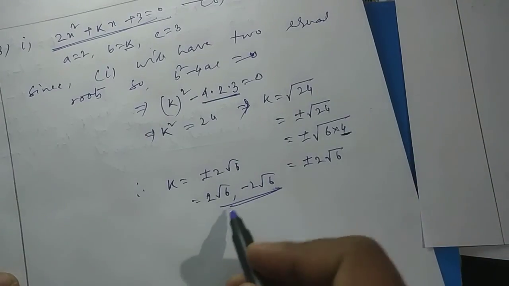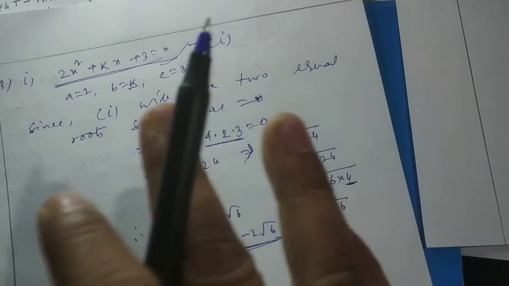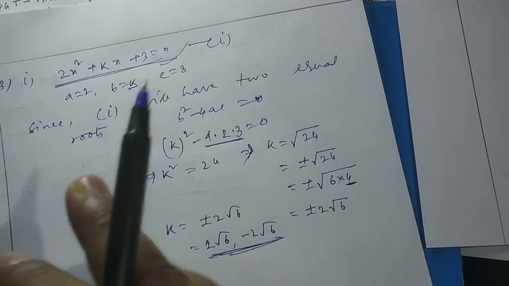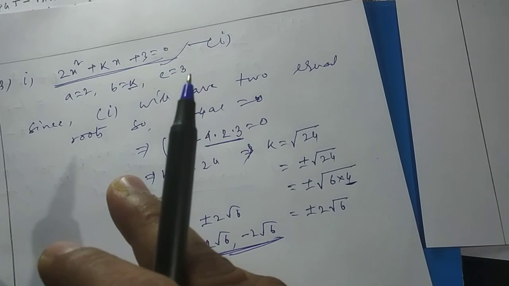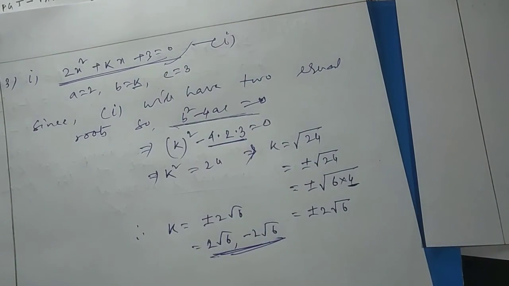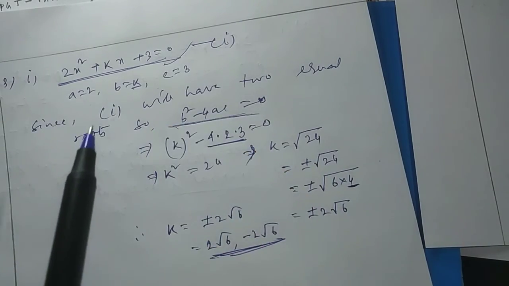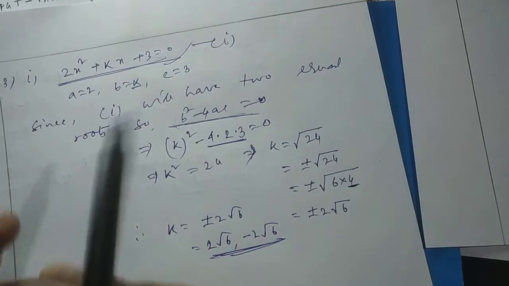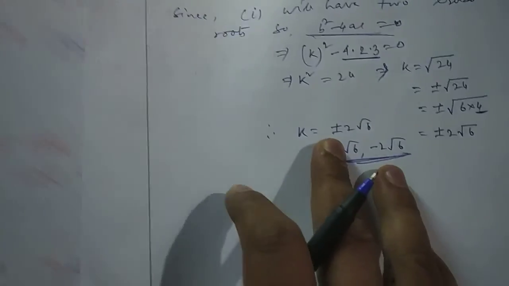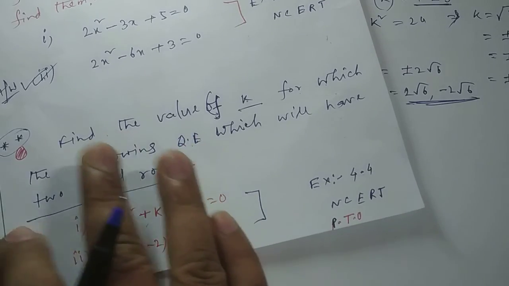So you can say for these two values of k, the equation will have two equal roots. Here I have used condition number 3. For which condition will the two roots be equal? You have to use the third condition for the discriminant. The discriminant has to be 0. So keep in mind, in the board exam this type of question comes from the discriminant. Among all the questions here, this question is going to be very, very important. This question comes in the board exam very frequently.